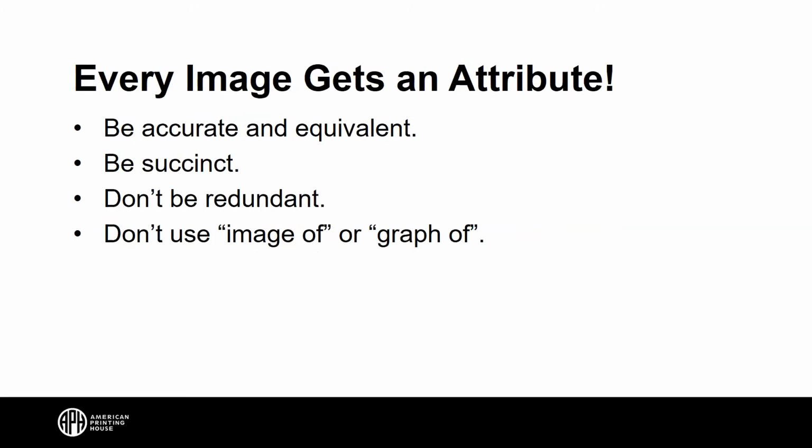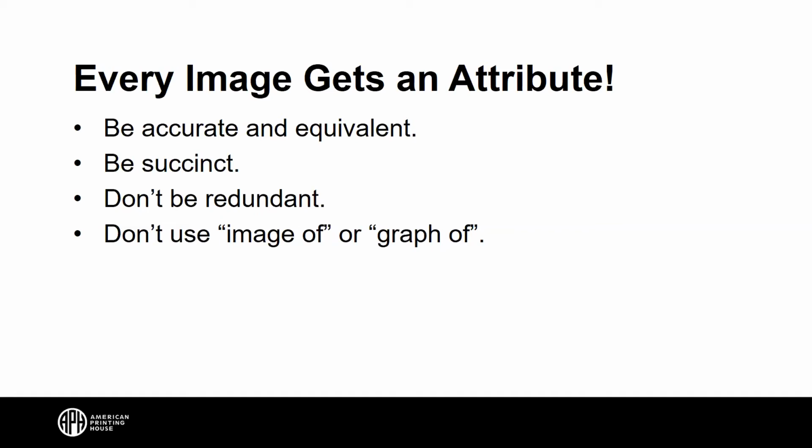Next, realize every image gets an attribute. It gets something. You want to be accurate and equivalent. You want to identify if it's content. You want to identify if it really truly is a function going to take them somewhere. You want to be succinct, typically no more than a few words. Limit yourself to about 120 characters for simple images.